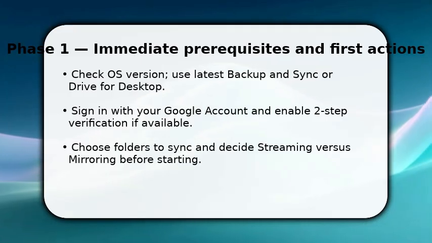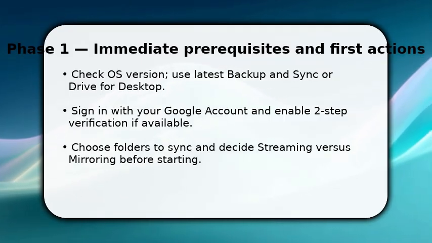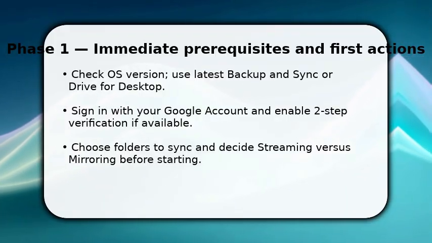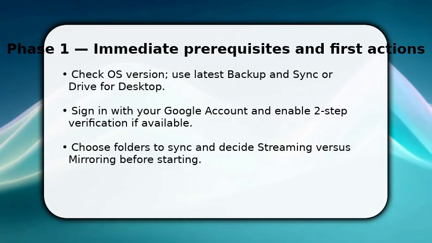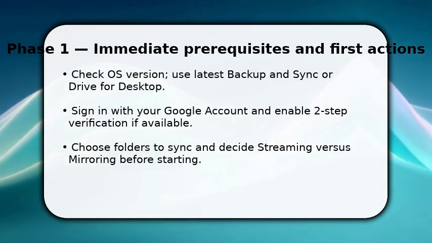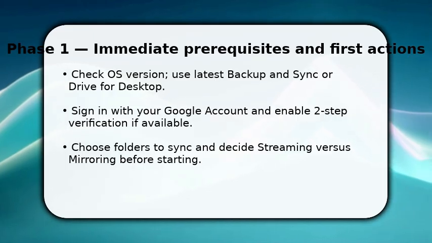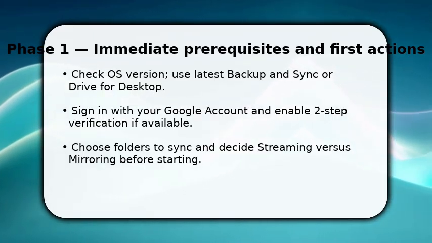You start by installing Drive for desktop and signing into your Google account. Do this now so syncing can begin immediately. Once installed, pick streaming if you want cloud-first access or mirroring to keep local copies. Make sure to enable two-step verification for security because syncing moves live data between devices and cloud.